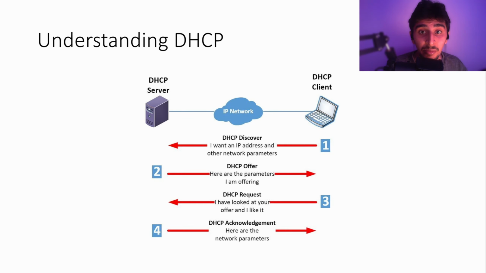Next is the DHCP Acknowledgement, and this is the final step. The DHCP server confirms the request and sends an acknowledgement message. This message finalizes the IP assignment, allowing the device to start communicating on the network. After this step, the device can access the internet and interact with other devices.